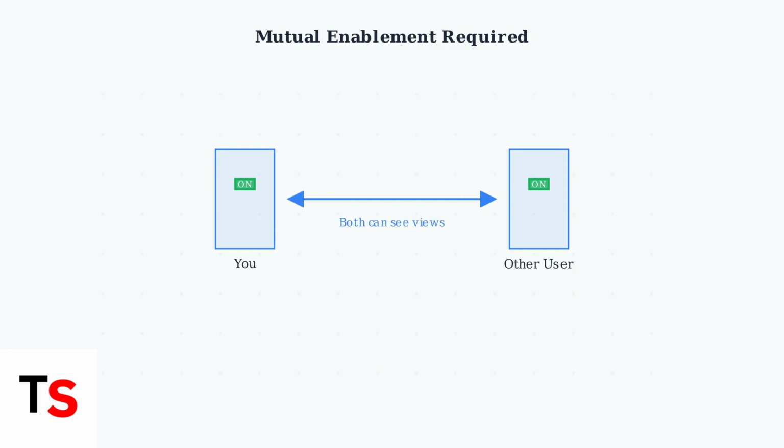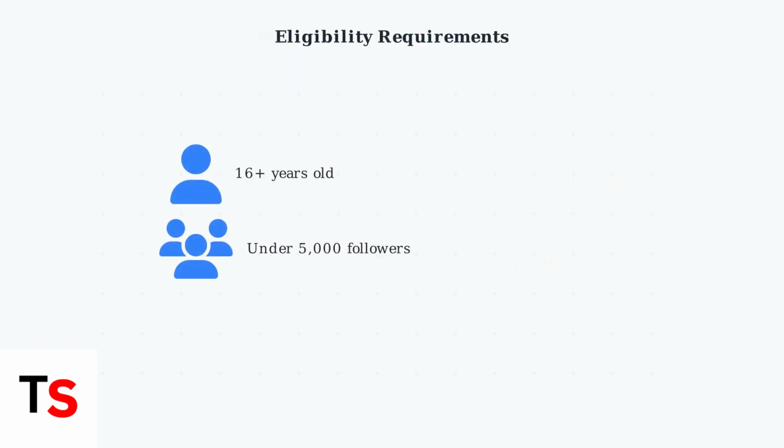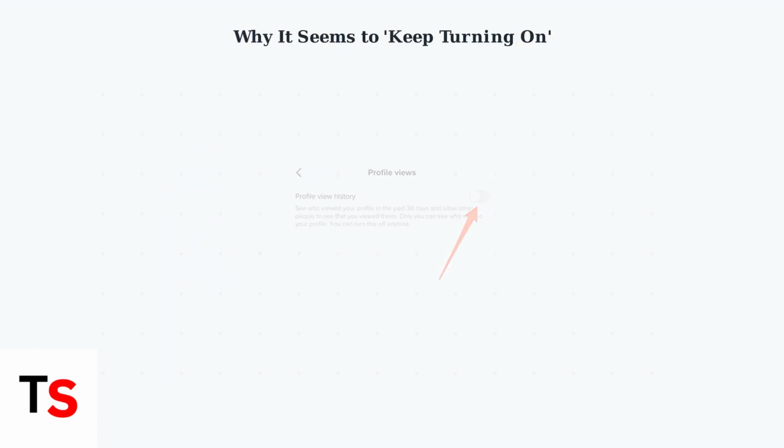When both users have it enabled, you can see that they viewed your profile and they can see that you viewed theirs. To access this feature, you must be at least 16 years old and have fewer than 5,000 followers. These are TikTok's built-in limitations. Many users notice that this setting seems to turn itself back on.